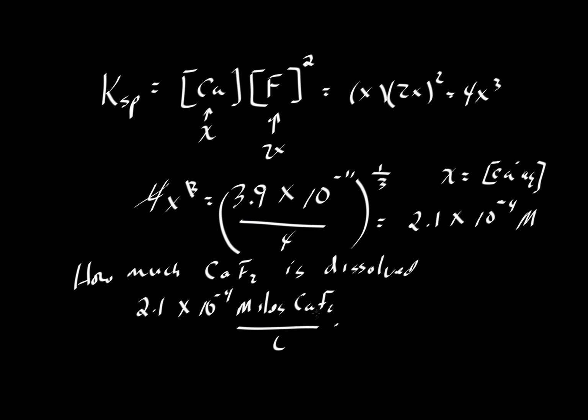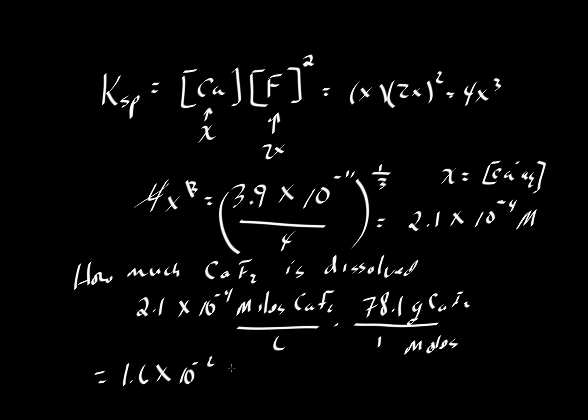We would want to know the number of grams, and that would require canceling moles. So we need to know the number of grams of calcium fluorite per mole. And that just means we have to insert the molecular weight. The molecular weight for fluorite is 78.1 grams per mole. So we multiply this out by 78, divide by 1, which is trivial, and we end up with 1.6 times 10 to the minus 2 grams of calcium fluorite per liter of solution.